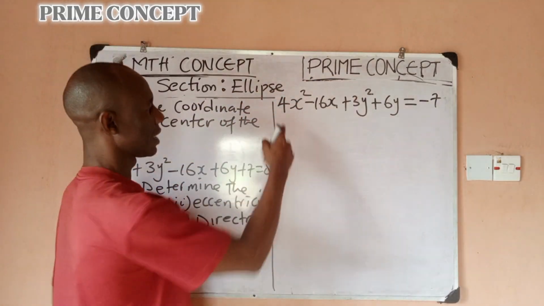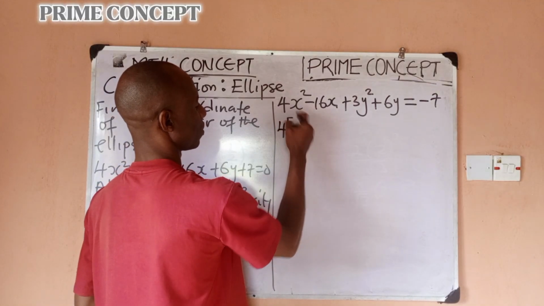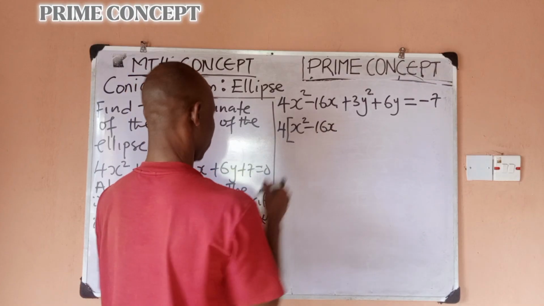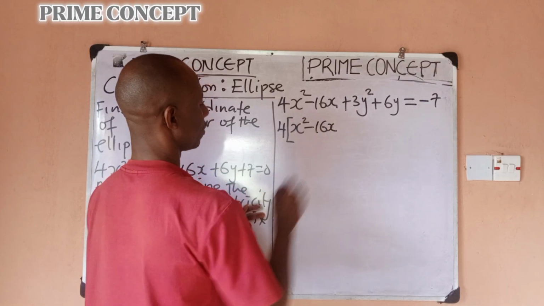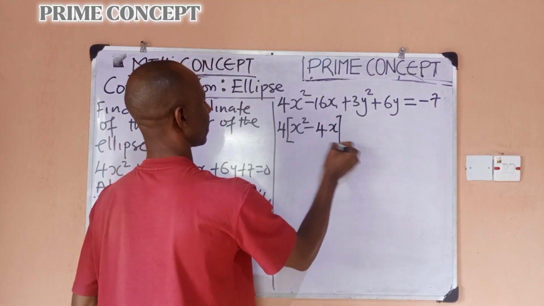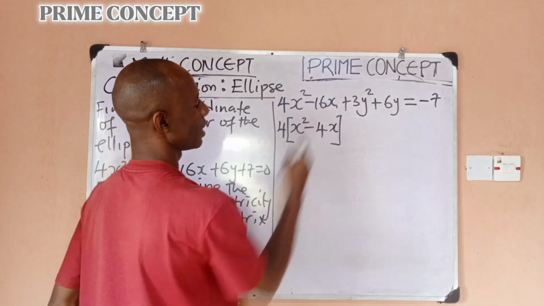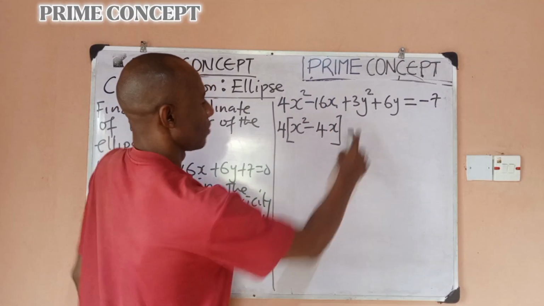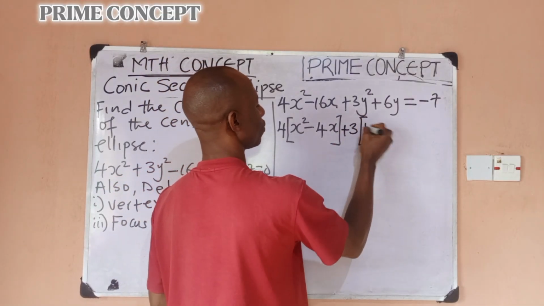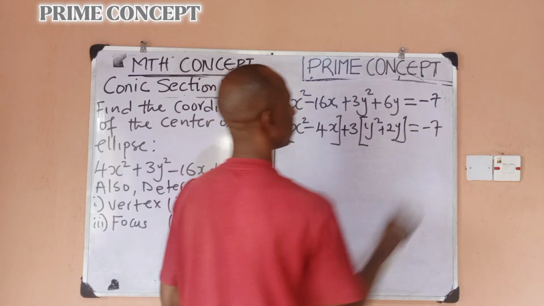So in order to achieve that, I'm going to simply do 4 into x squared minus 16x, 4 into x squared minus 4x. This is so that when you multiply this times this, you would get back this, right? Now, if I factorize this also, I would have plus 3 into y squared plus 2y. Then this should be equal to negative 7.